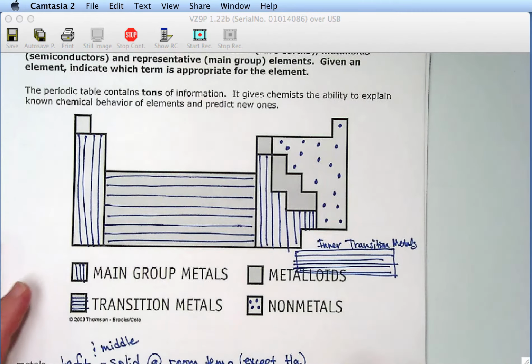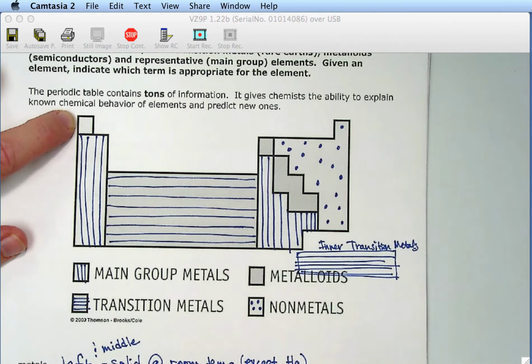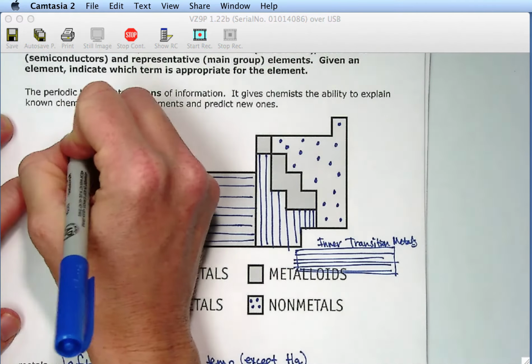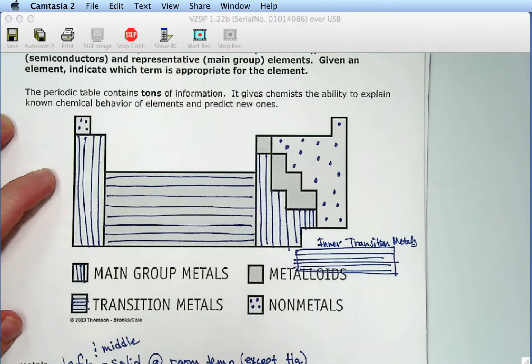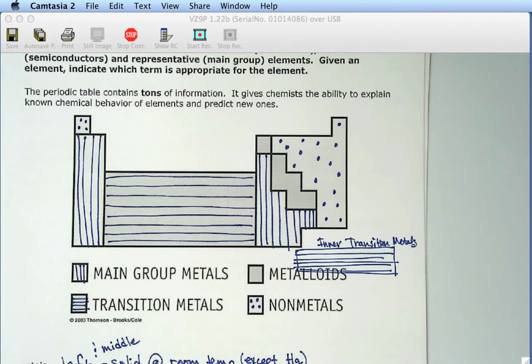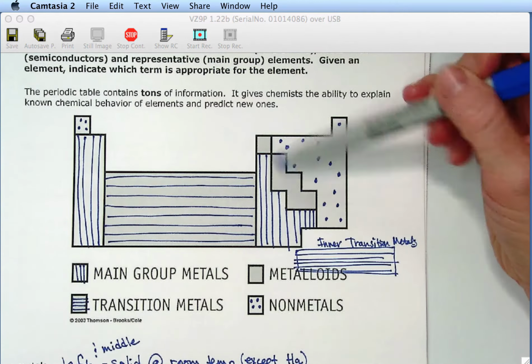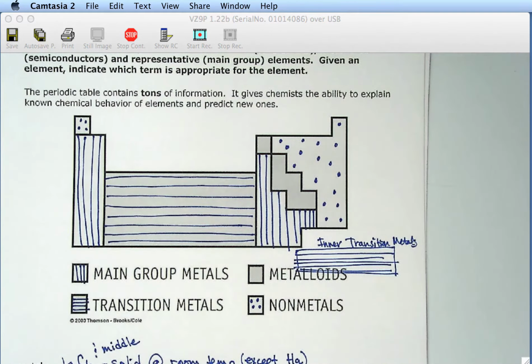Now, it's hard to tell from the way this copy came out, but this at the very top, the first element, hydrogen, is a non-metal. So this will become important later on when we go through what type of bonding, the classification of metals and nonmetals. So this in-between area is called the metalloids.